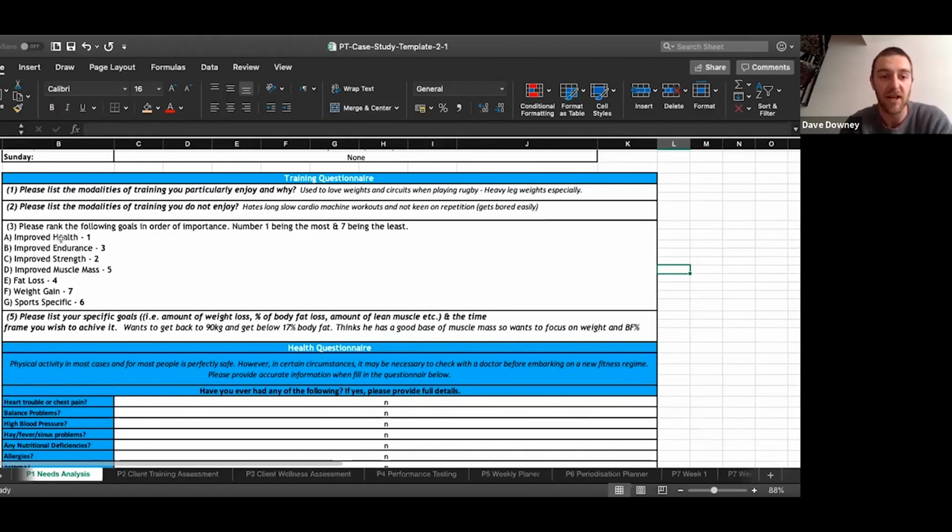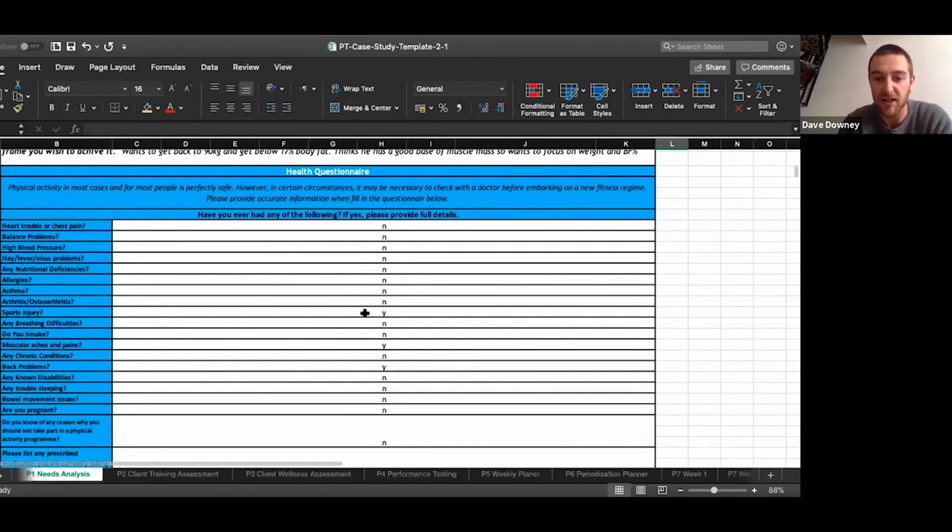Then you asked John to rank his goals in order of importance. So really you're looking at 1, 2, and 3 here: improve health, improve strength, and improve endurance. The rest he didn't express much interest in, but these are his main focuses.